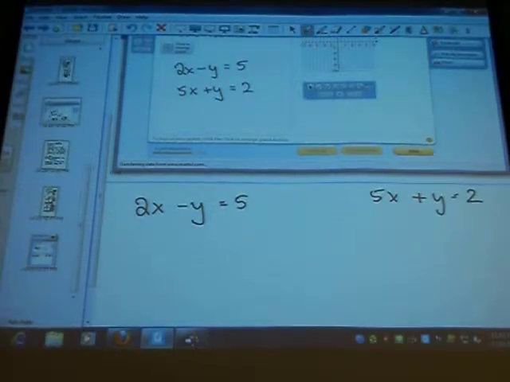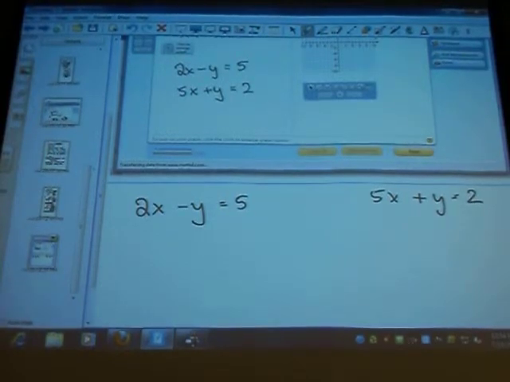What would we do with 2x minus y equals 5? I just move the 2x over, then divide by -1. Or add y to the other side. You could do that, and that is actually easier.